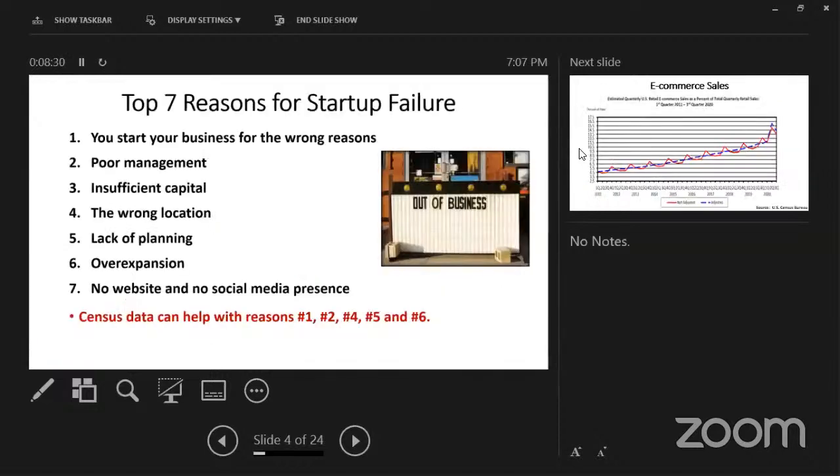Some of the reasons that these startup businesses fail is because you start the business for the wrong reasons. You know, your heart isn't into it. Poor management, insufficient capital, the wrong location, lack of planning, and maybe you get overexpanded. And there's no website or no social media presence, which is very important. The census data can help with the reasons 1, 2, 4, 5, and 6.